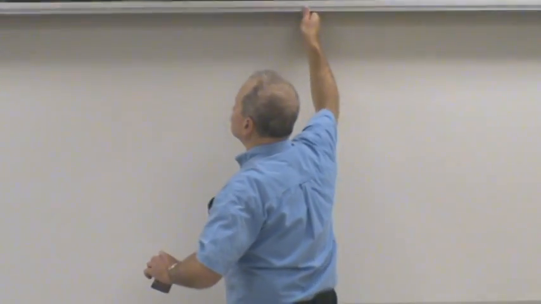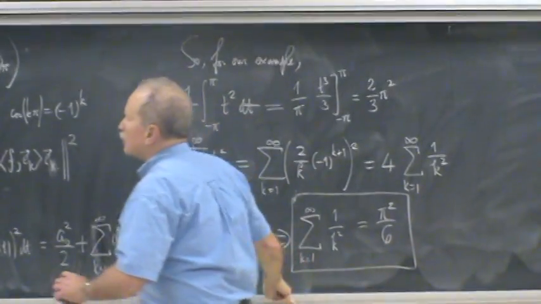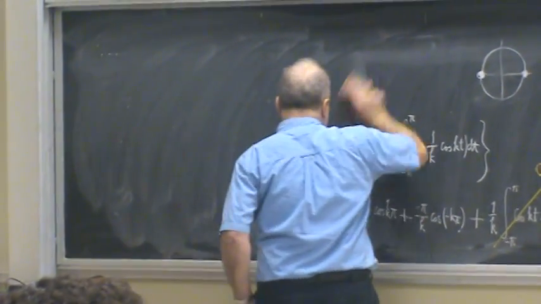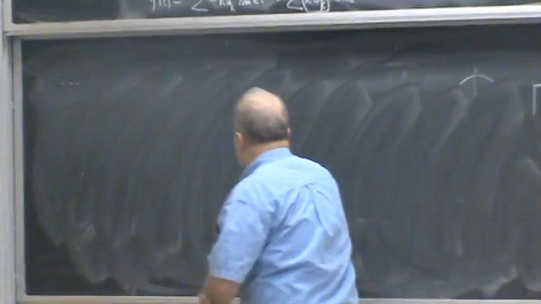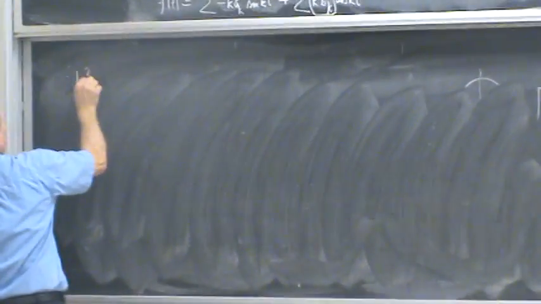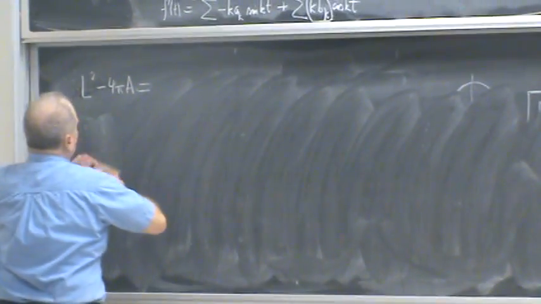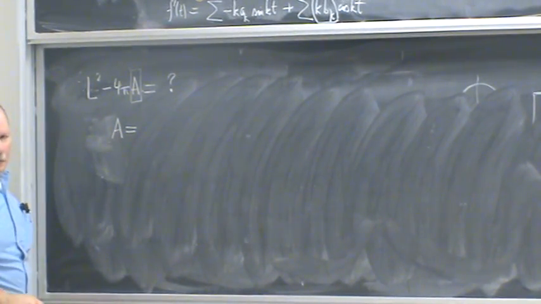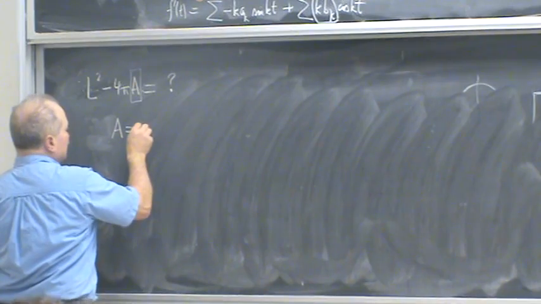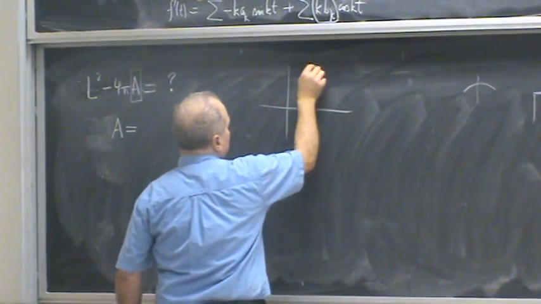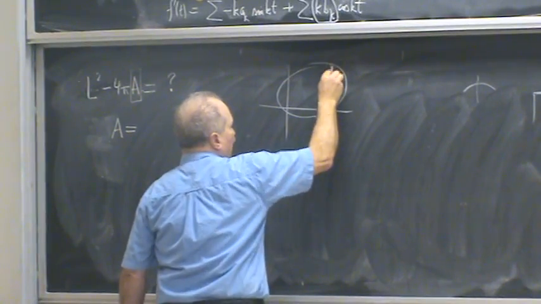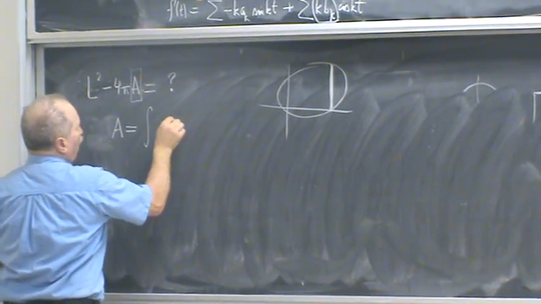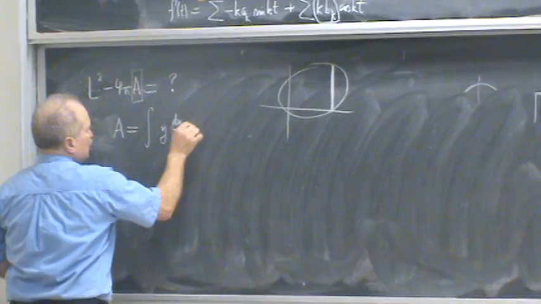So the end of the argument, this is the sneaky part. I'm going to take L squared minus 4 pi A, and we're going to say, how do I get A? Well, I'm going to get A by thinking about Calc 2 and saying, as you parameterize your curve, you're going to integrate y dx dt.